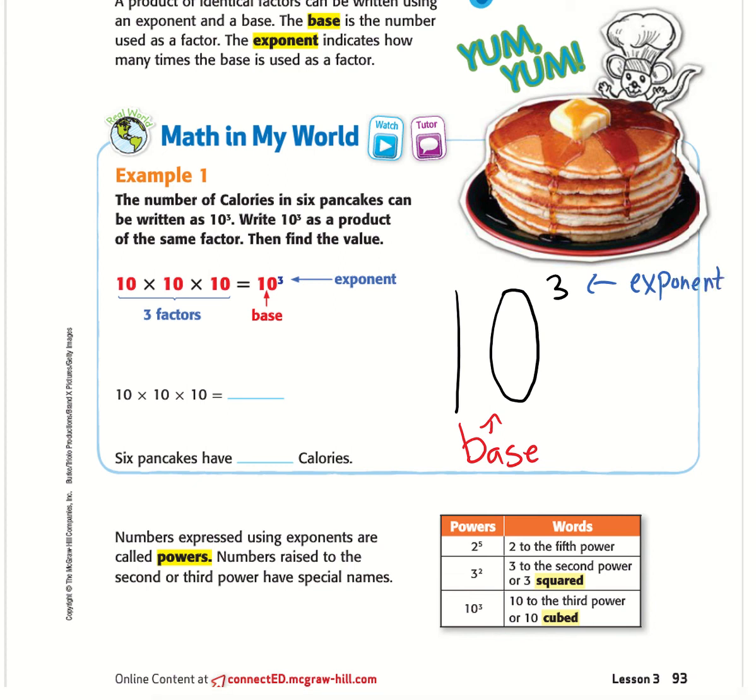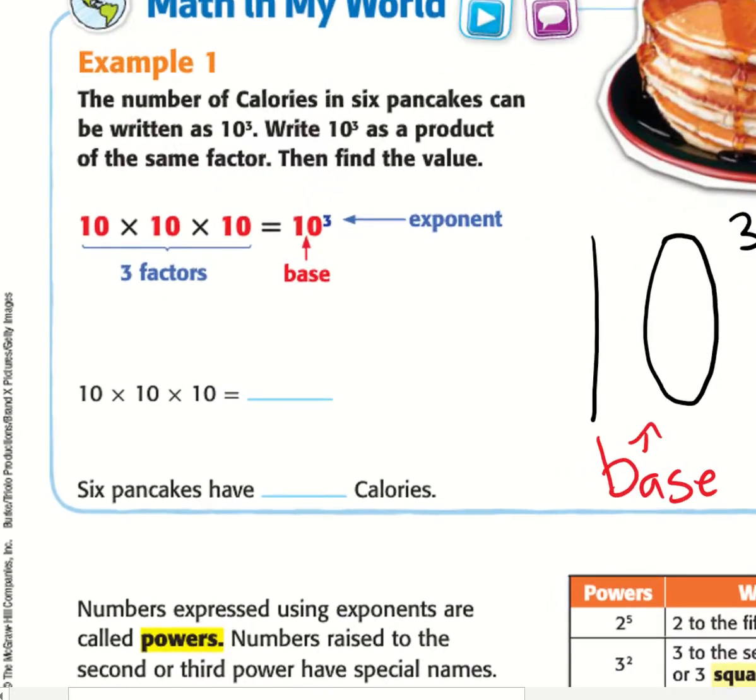So this means we have 3 tens. So we're multiplying 10 3 times. Please don't confuse this with 10 times 3. That's not what it is. This is 10 times 10 times 10. So we're multiplying 10 by itself 3 times. So if we go back in the notes, 10 times 10 times 10 is going to equal 10 to the third power.